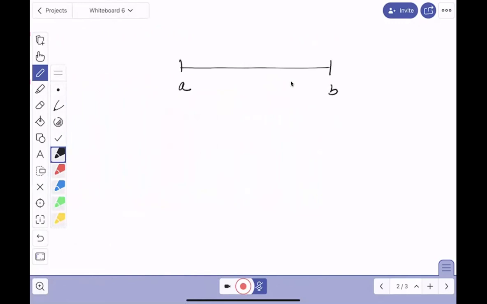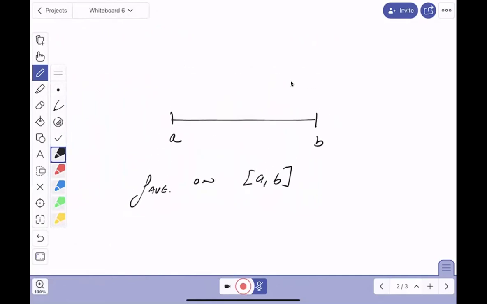Now I had to say that this is the average value. So I'm going to write f avg, the average value of f on the interval from a to b. So what you'd have to do is start taking sample points. So let me say f looks like this over here. So you take sample points. You might take a point here, a point there, a point here, a point here.